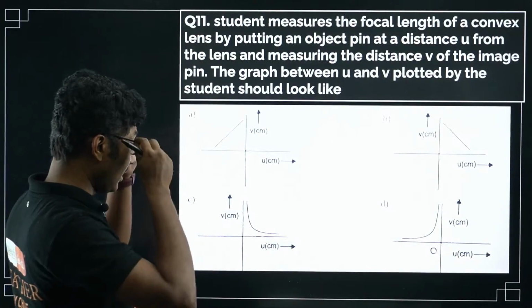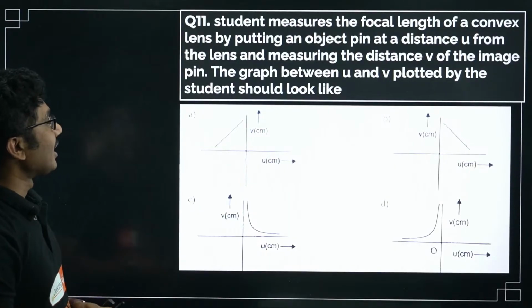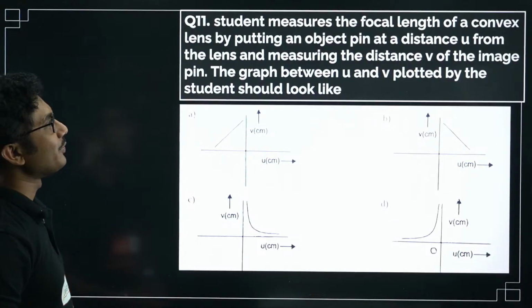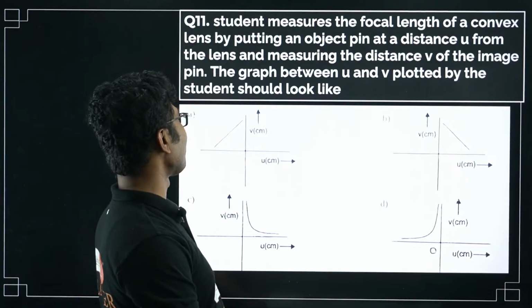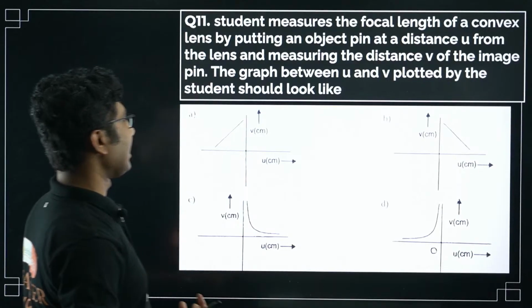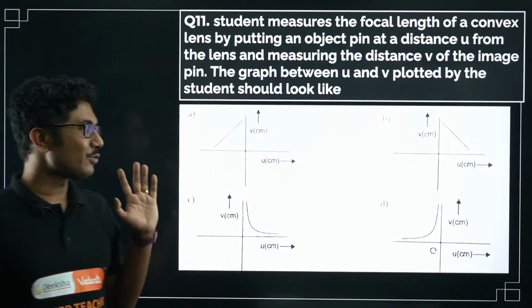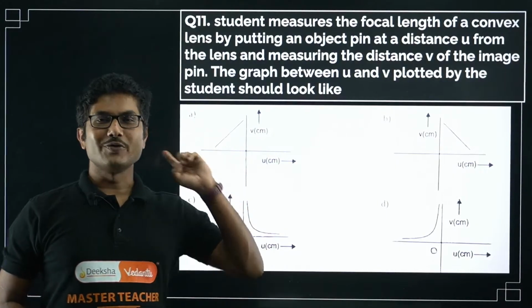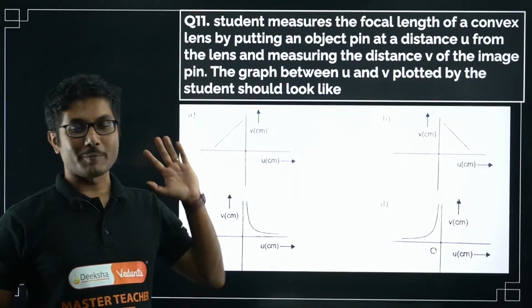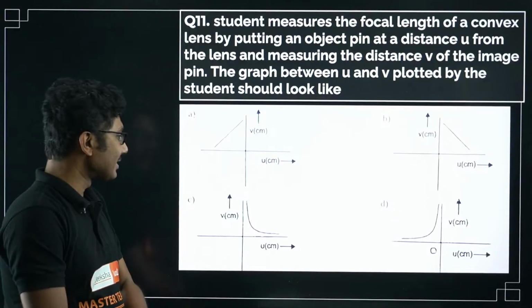Now this is a very interesting question. This question I will not answer; you have to check it. A student measures the focal length of a convex lens by putting an object pin at a distance u from the lens and measuring the distance v of the image pin. The graph between u and v plotted by the student should look like which one? Which one of the graphs is correct for the u versus v graph? This is from an experiment, so you have to be correct. Let's see who can answer this question correctly.